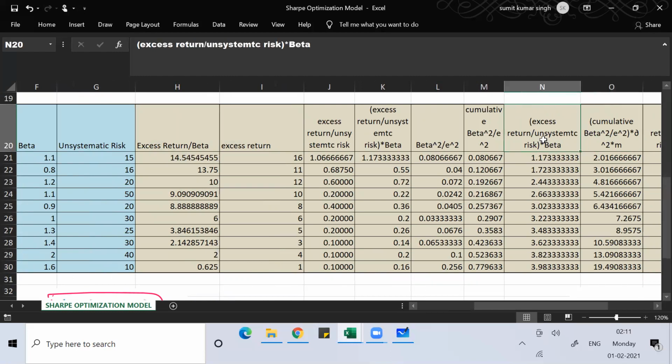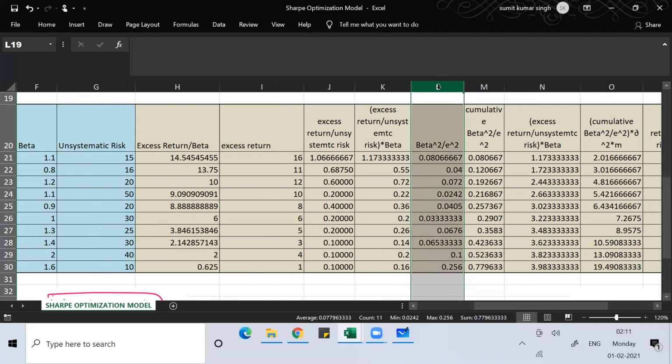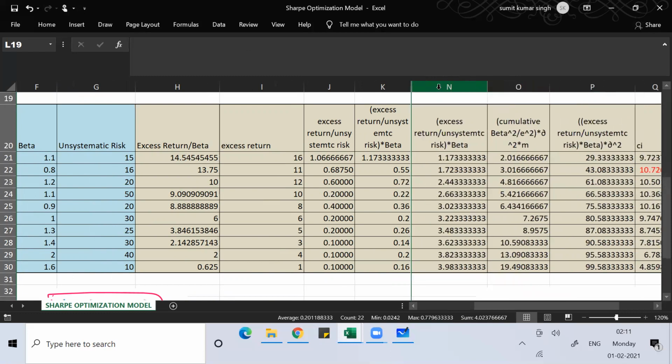So you can see this. You have to find the cumulative; the values in columns L and M you can ignore for the time being. So this is cumulative: 1.17 plus 0.55, then again 2.44. That is the cumulative of that.